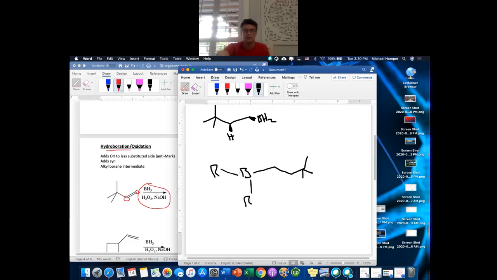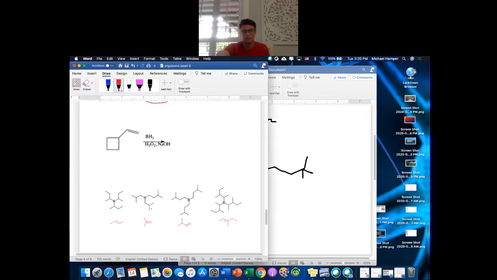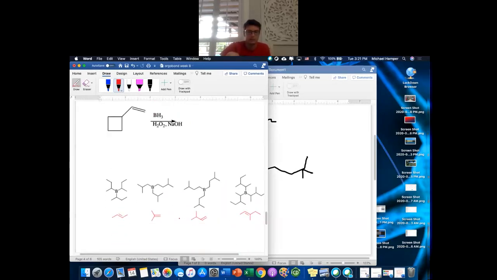And really, if you're given the alkyl borane intermediate, let me zoom in. Simply break the first bond, and what you're left with is what you started with. So he could give you the alkyl borane intermediate and ask, what was the alkene that we started with? Simply break, and that is what you started with. Does everybody see that?